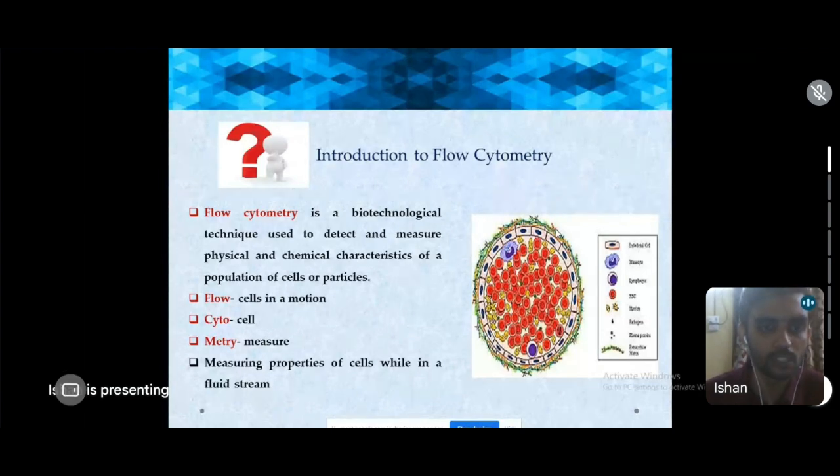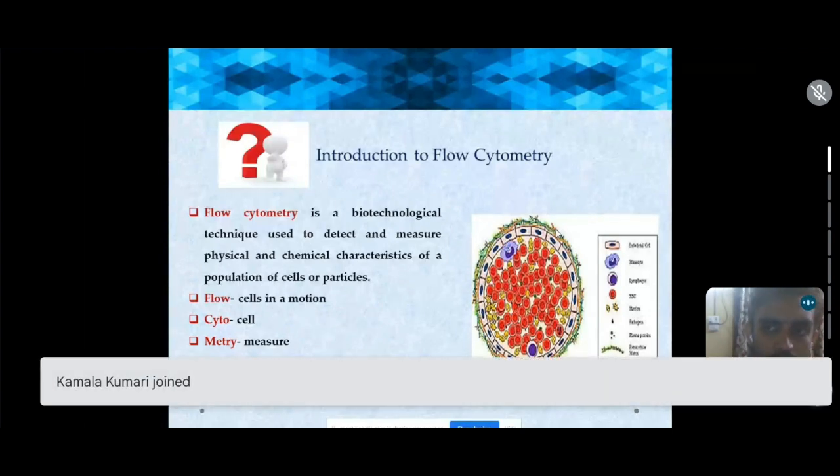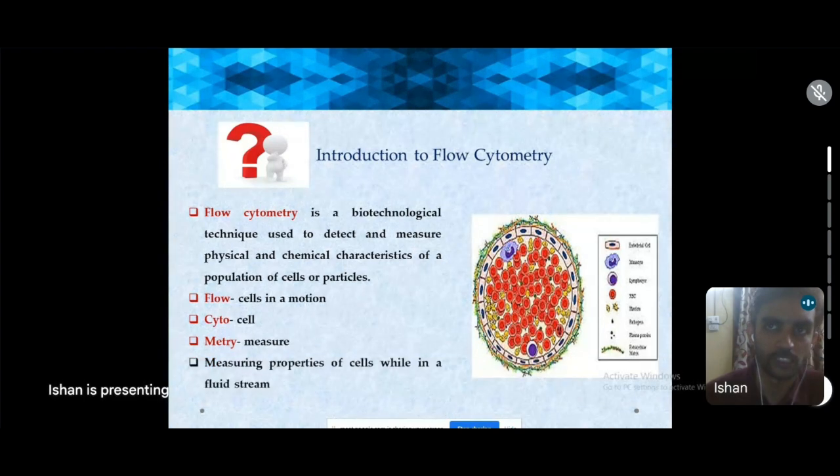So why is it called flow cytometry? Because if we break it down into its components, there are three parts. First is flow, meaning the cells in motion. When we think of flow cytometry, what initially strikes our mind is the flow of cells, the cells which are flowing, and the flowing has a motion.